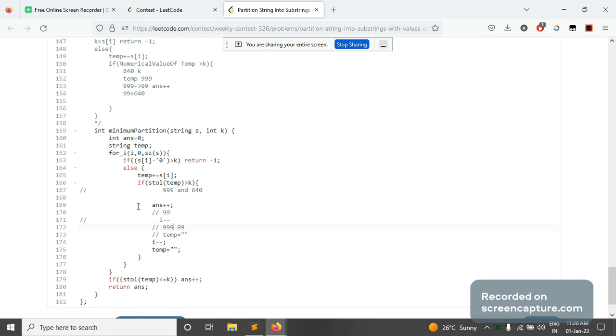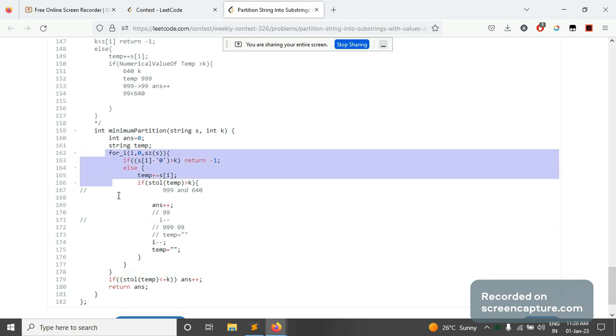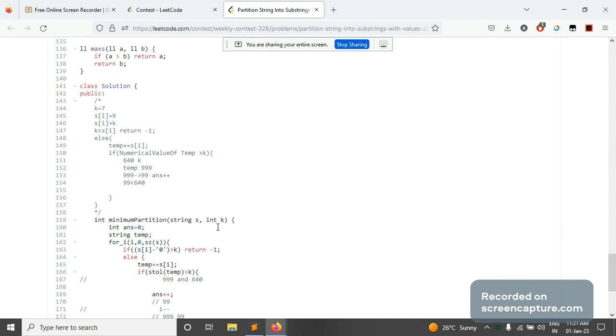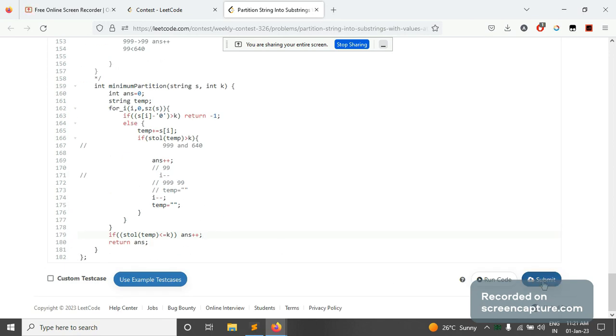I hope I have made my point. If you want to clear that, just go through the video again and you will get it in a better manner. So that is the end of the loop, and after that I'm checking if there is any value remaining in temp whose value is less than or equal to k. I mean there is a substring. After completion of this loop, there also exists a substring whose value is less than k. In that case, we will also increase our answer, and we will return the answer.